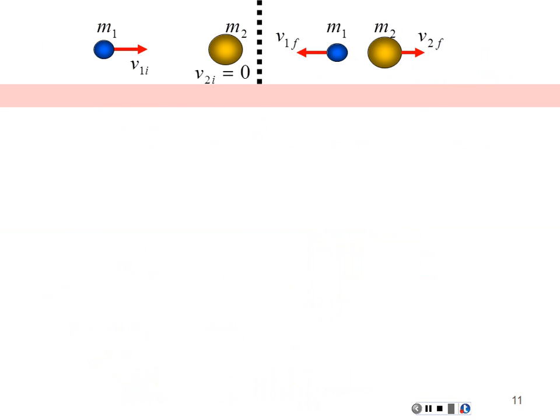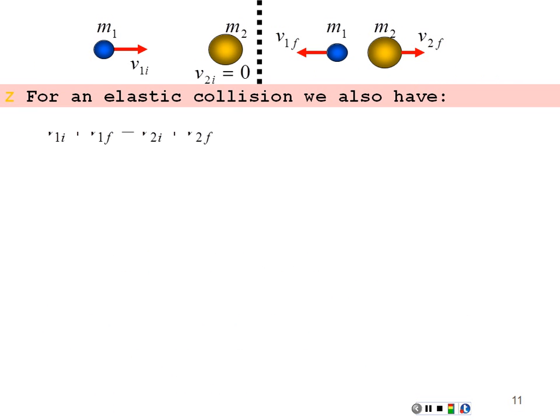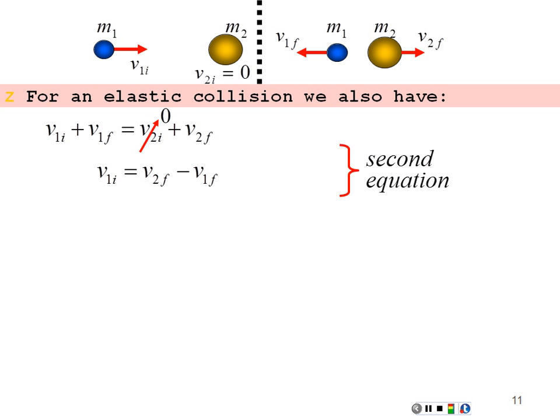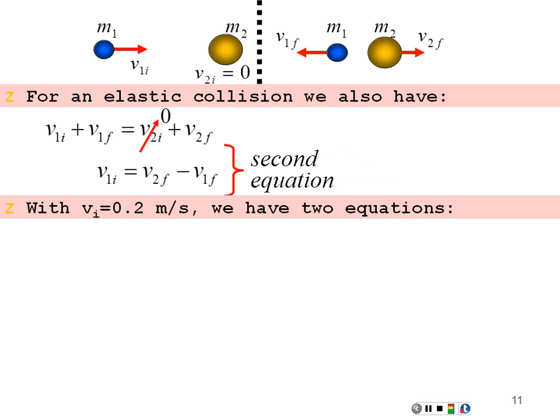But we also know it is an elastic collision. So the sum of the velocities of particle 1 before and afterwards equals the sum of the velocities of particle 2 before and afterwards. This very nice, cute equation. And V2 initial is 0. So solving, V1 initial is V2 final minus V1 final. Now we know our V1 initial is 0.2. So we have our two equations, the first one and the second one.